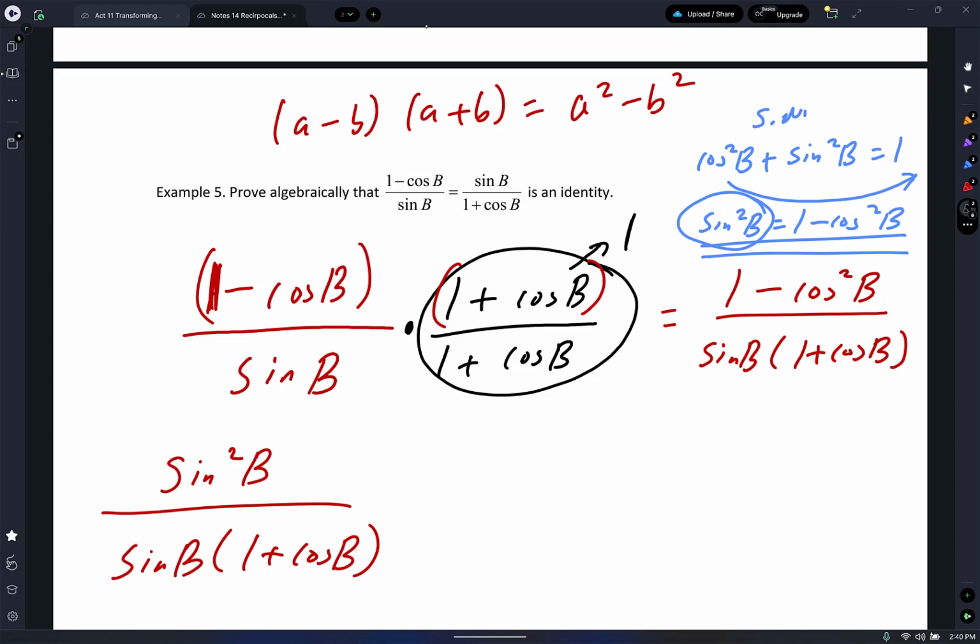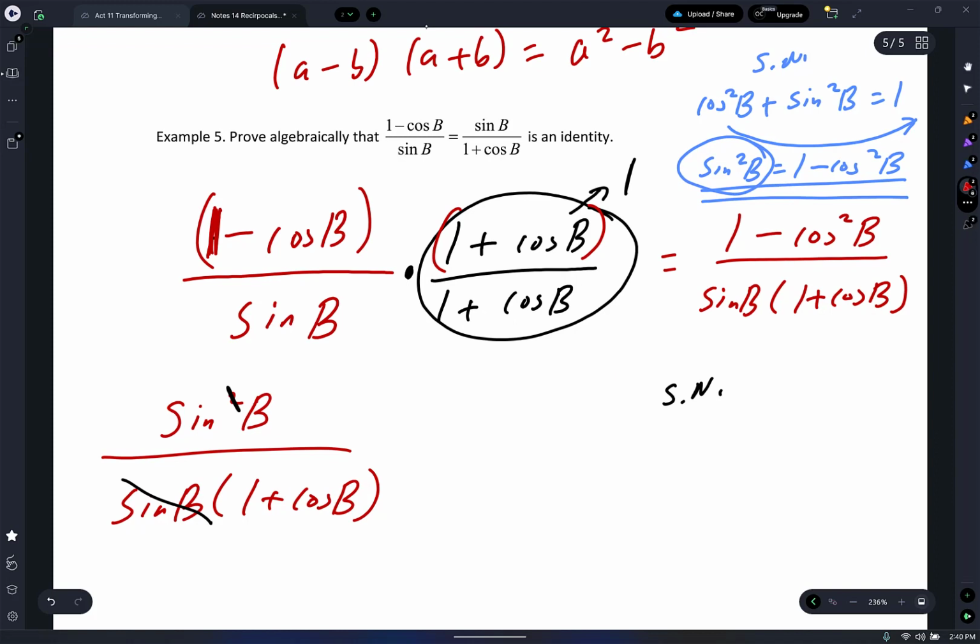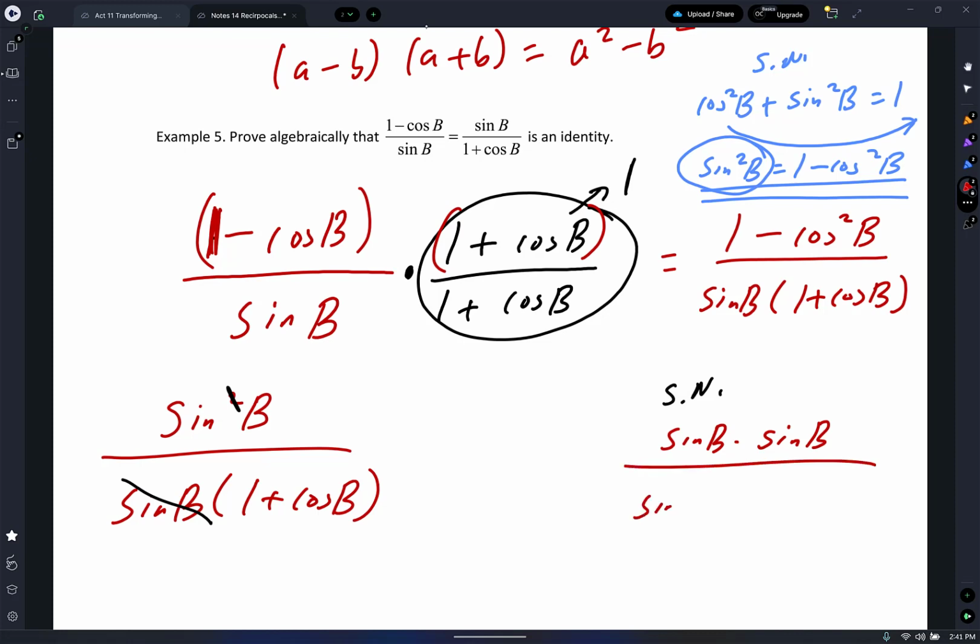What's going to cancel? Be brave. Yeah, one of the sines. This cancels with one of those because I have two of them. Sine times sine. I have a product on the top. Does that make sense? Some of you guys are like, I don't know what you're talking about. Okay, side note. Here's what I'm talking about, guys. That sine squared b means this. It means sine b times sine b. That's what it means. Over, I have 1 sine b, and then I have 1 plus cosine b.